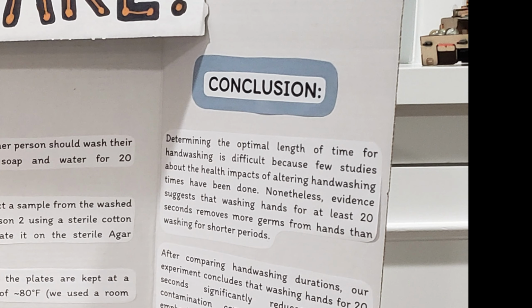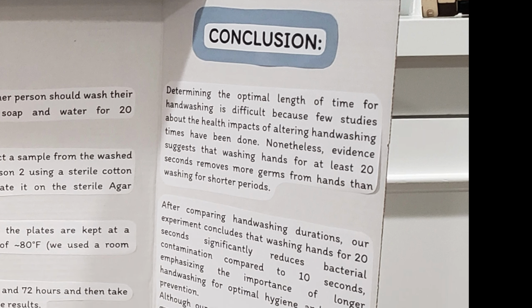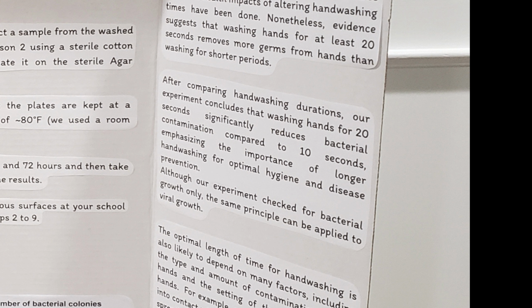Our conclusion. Determining the optimum length of time for hand washing is difficult because few studies about the health impacts of altering hand washing times have been done. Nonetheless, evidence suggests that washing hands for at least 20 seconds removes more germs from hands than washing for shorter periods. After comparing our hand washing durations, our experiment concludes that washing hands for 20 seconds significantly reduced bacterial contamination compared to 10 seconds, emphasizing the importance of longer hand washing for optimum hygiene and disease prevention.